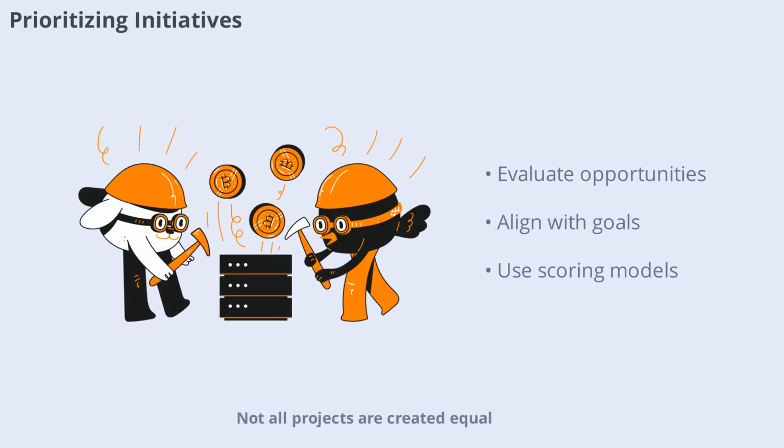Not all projects are created equal. Prioritizing initiatives means evaluating each opportunity based on its potential return, alignment with strategic goals, and resource requirements. This process often involves tough choices, but it ensures that the most promising projects receive the support they need. Tools like scoring models and decision matrices can help make these decisions more objective. Next, we'll look at how to allocate financial capital effectively.